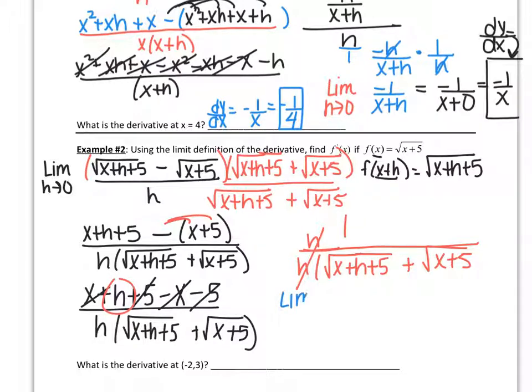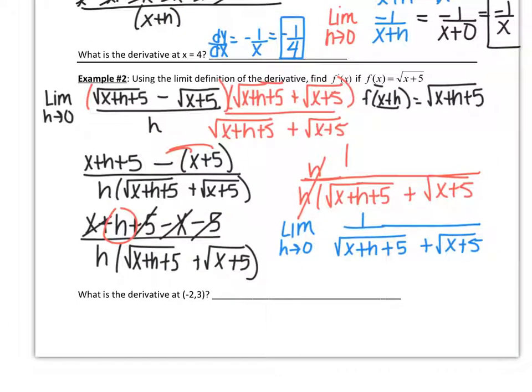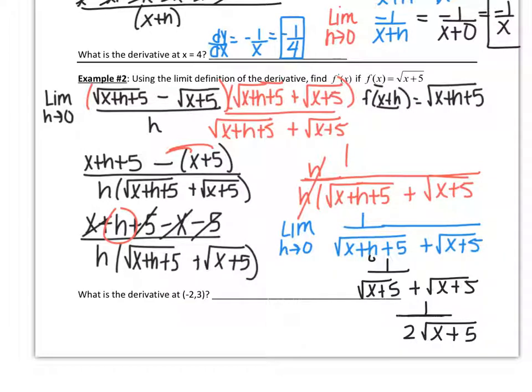So now I want to take the limit as h approaches 0 of 1 over radical x plus h plus 5 plus radical x plus 5. So if I plug in 0, I will get 1 over radical x plus 5, because this is 0, that'll go away, plus radical x plus 5, which is 1 over 2 radical x plus 5. So this is my f prime of x.